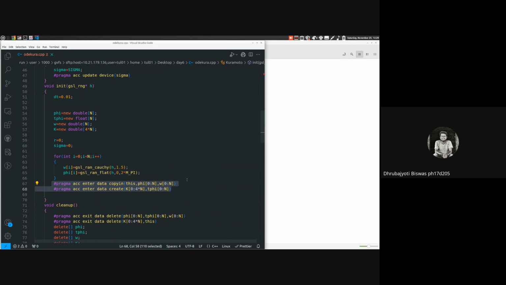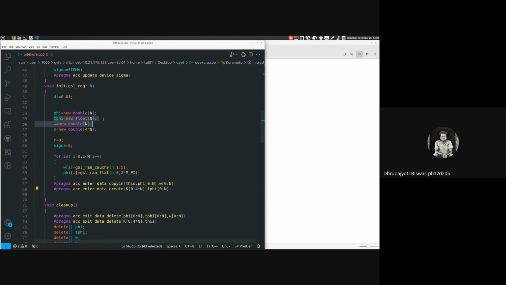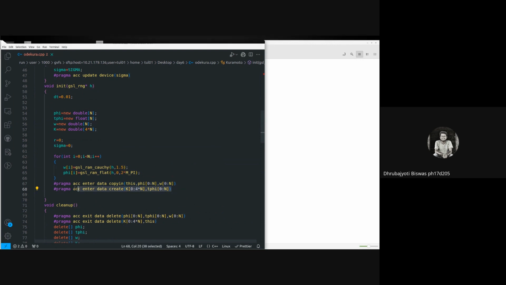Apart from that, I have copied in phi, omega and this. So whatever values I have initialized have now been transferred to the GPU. Next, I have to create, because there is no need to copy these variables. These are just empty variables which will be updated inside the GPU. So I don't need to copy those values, I just need to create them. So I will just create a variable k of the same size, and I will also create another variable t phi, which is here. So I have copied the initialized values and I have created the other two arrays as I needed.